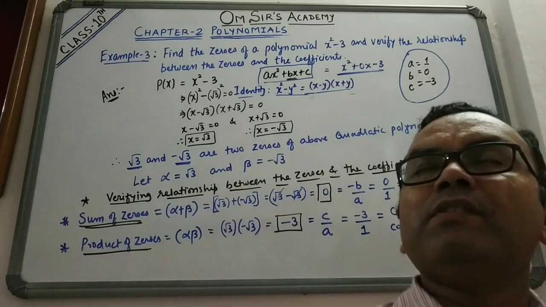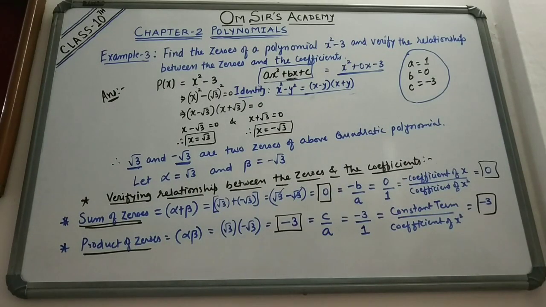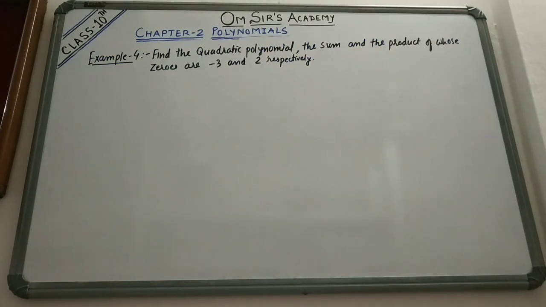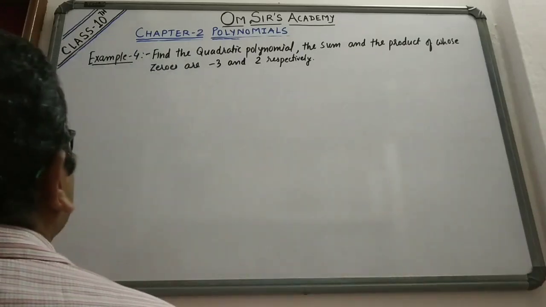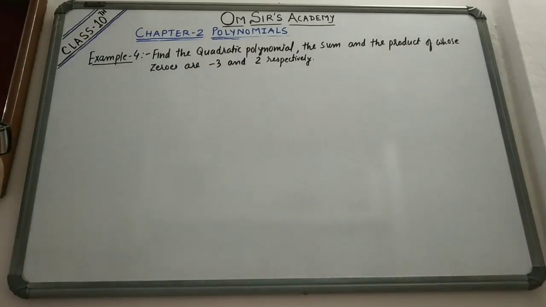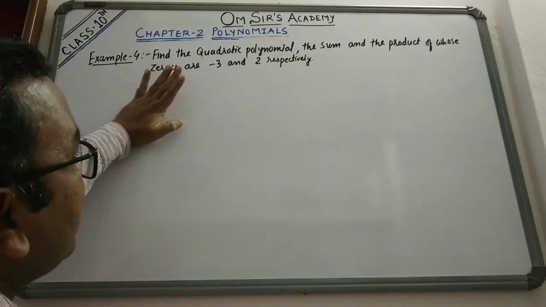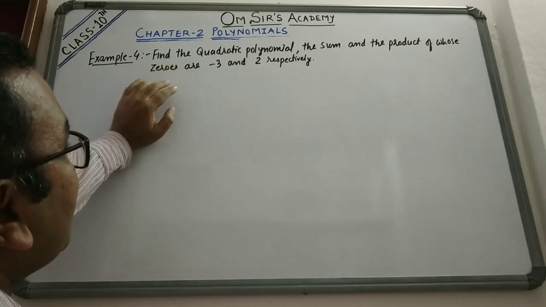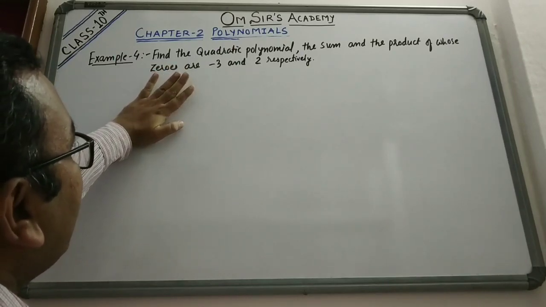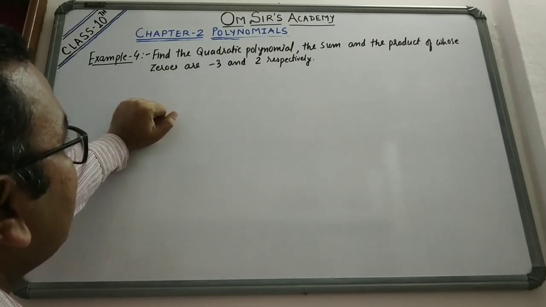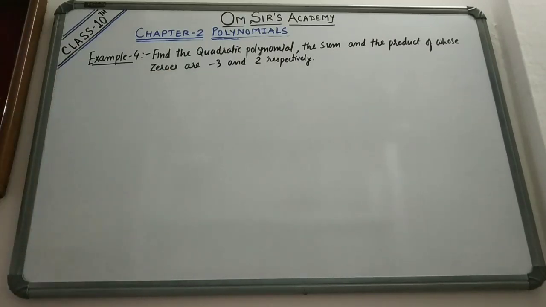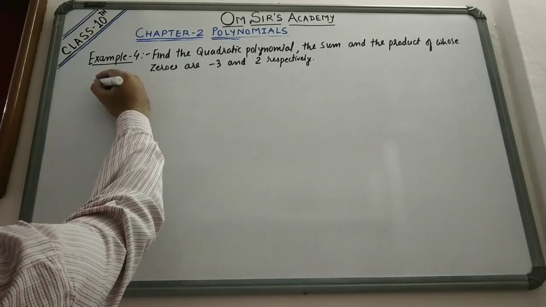Is it clear, friends? So with this, now we move to next illustration, that is illustration number 4. So friends, now let us start with this example 4. What does it say? Find the quadratic polynomial. The sum and the product of whose zeros are -3 and 2 respectively. Is it clear, friends? So how can we find the quadratic polynomial? Let us start with this.